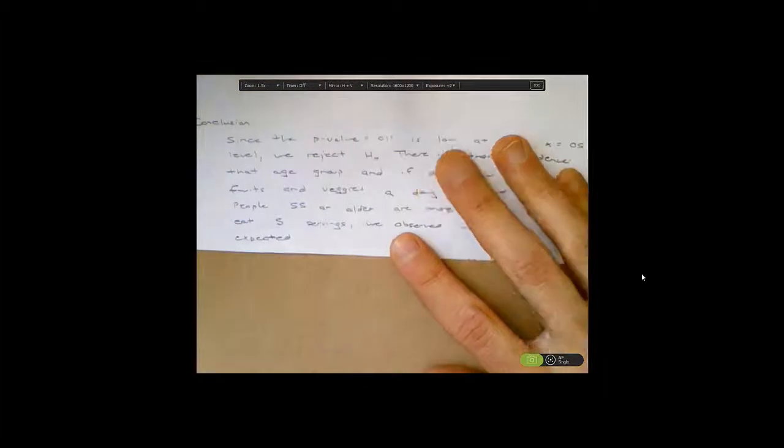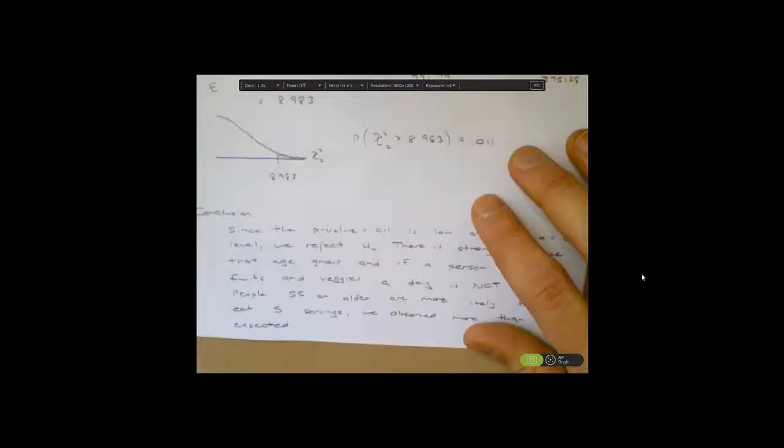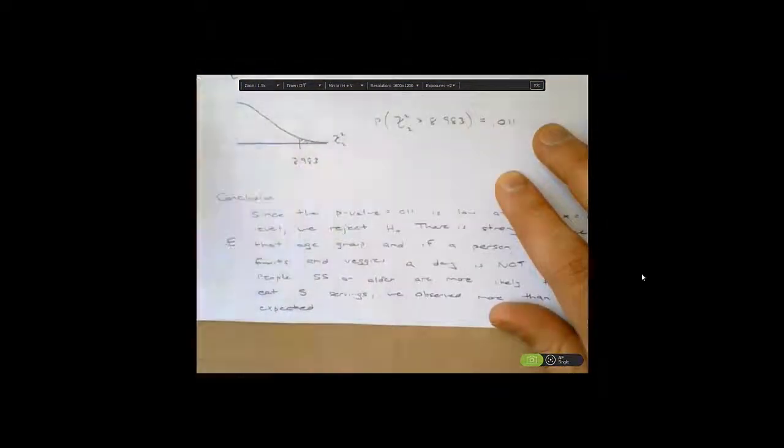And then anytime we reject the null for a chi-square test, I need to talk about why. What was the biggest difference between my observed and my expected values? And put that into context. So it looks like people 55 and older are more likely to eat their 5 servings of fruits and vegetables a day because we observed more than we expected. We observed 3,692 people who didn't, and we expected 3,751. All right. So I believe I've hit the 3 criteria needed for my conclusion. That would give me an E.